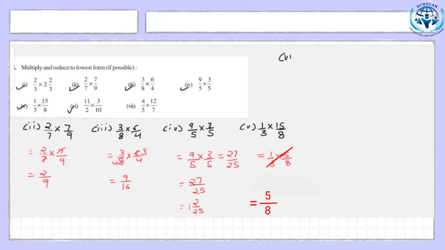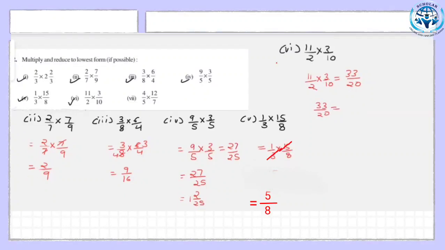Next, 11 by 2 into 3 by 10. First of all, you have to see whether you can cut any numbers or not. If not, then multiply the numerator with the numerator and denominator with the denominator. 11 3s are 33 and 10 2s are 20. Converting into mixed fraction, 1 13 by 20.